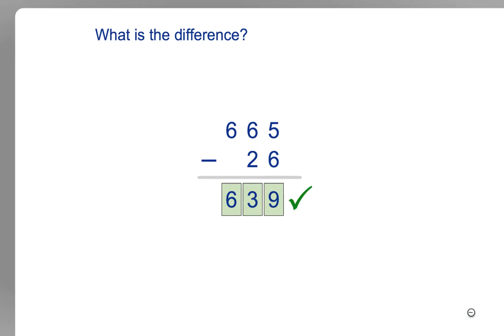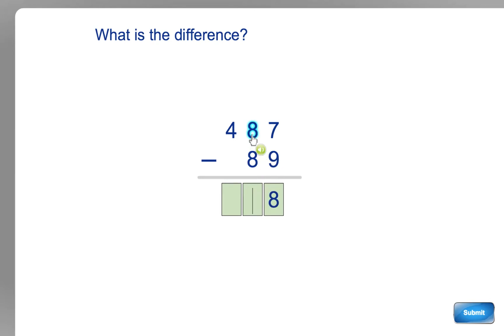Let's look at the next one. A bit bigger maybe. Fantastic. So 7 take away 9 we cannot do. So we take a 10. We take a 10 across to here. And we've now got 17 take away 9. 17 take away 9 is 8.